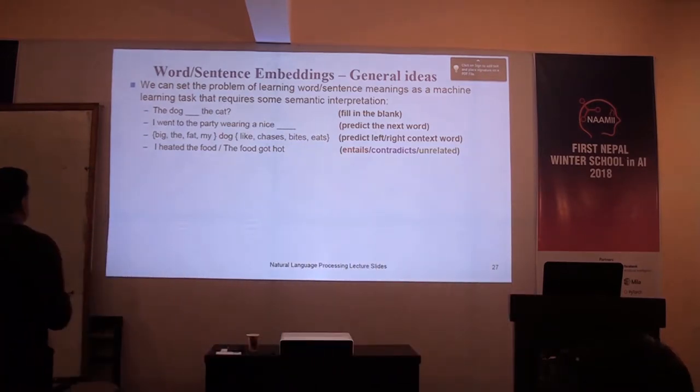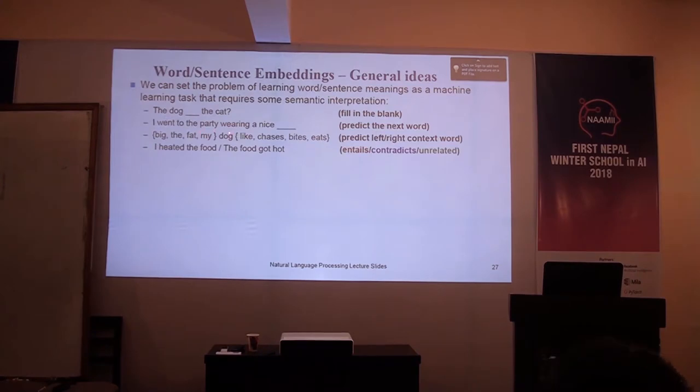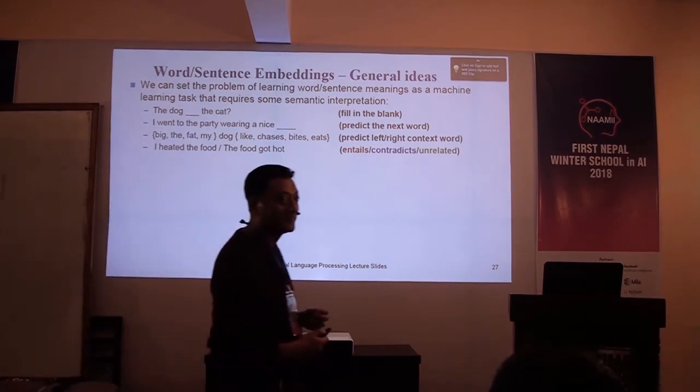So here we have the things that can go before dog and after dog. So from the dog, we want to predict all the things on the left. From the dog, we want to predict all the things on the right. Okay? Fat dog chases. Right? My dog bites, etc. Okay?